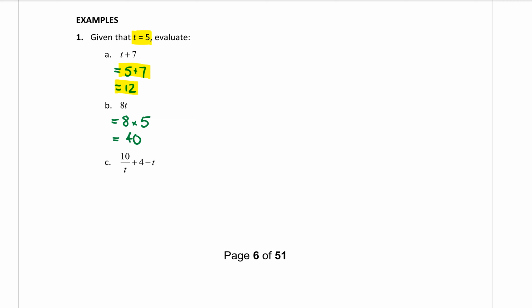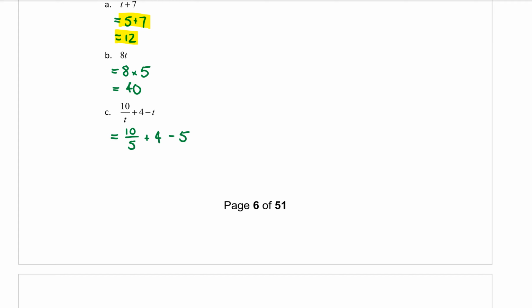putting a 5 everywhere where there is a t. So it'll be 10 over 5 plus 4, and then I have another t, so I have to put a 5 in again, so minus 5 here. Now, order of operations. I don't have any brackets, so this is where we may need a few more steps before we get to our answer. The first thing I would need to do is the division, this part. So let's do that.